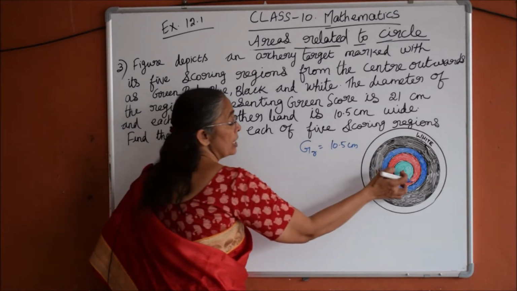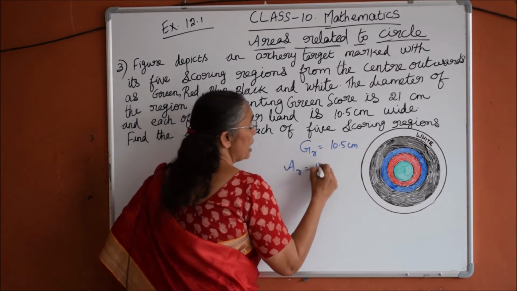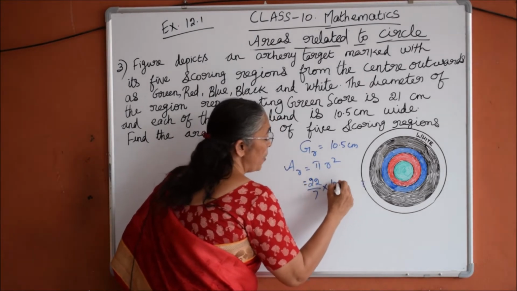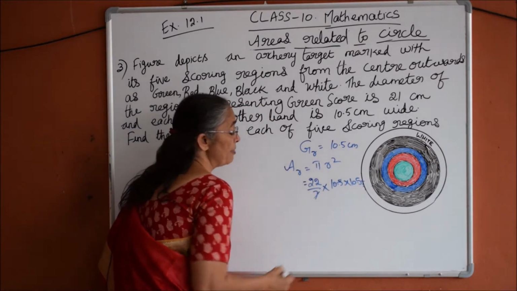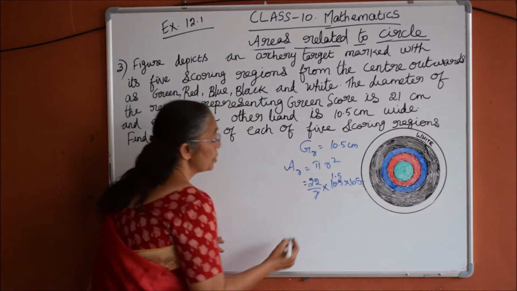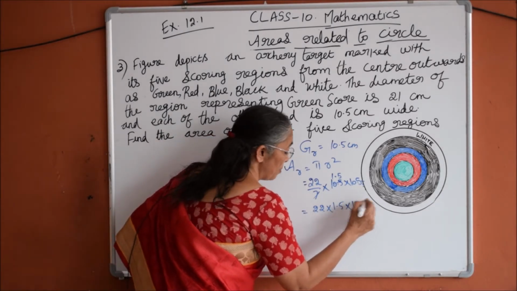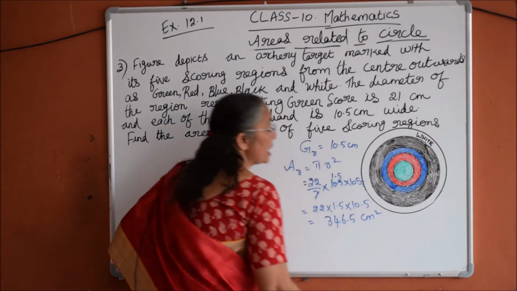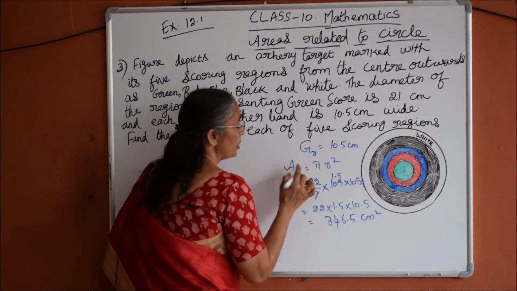So, the first region is green, for which we need the area of a circle. Area of the green region is pi r square, 22 by 7 into radius 10.5, so r square is 10.5 into 10.5. 7 and 10.5 we can cancel for 1.5. Now multiply 22 into 1.5 into 10.5. So, 346.5 centimeter square is the area of the green region.